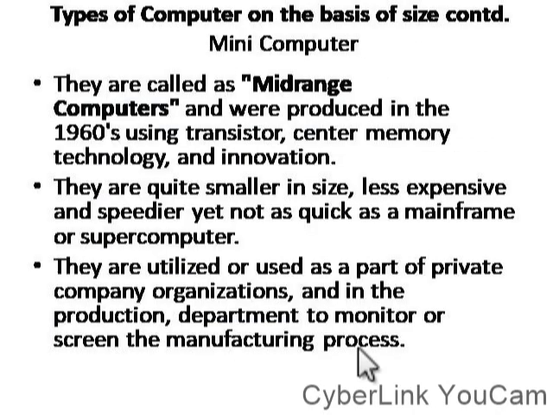Next, minicomputer. They are called mid-range computers and were produced in the 1960s using transistors, central memory technology, and innovations. They are quite smaller in size. They are less expensive and speedier, yet not as quick as mainframe or super. So in comparison to mainframe or super, minicomputers are not very fast.